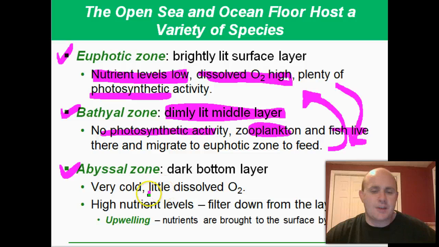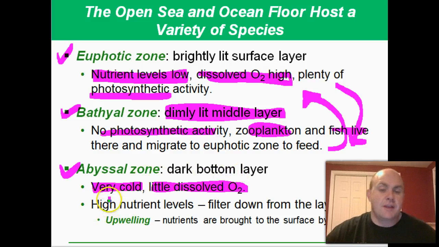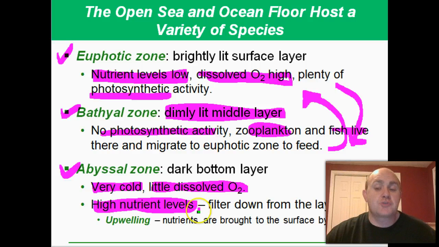This is where there's not a lot of water present at all. So it gets really uber cold down there. There's not very much oxygen present, and so that dictates how much life can exist there. But it is extremely high in nutrient levels, extremely high. A lot of dead stuff that can't decay is down there. And so as a result, it sits on the bottom and builds up over time.